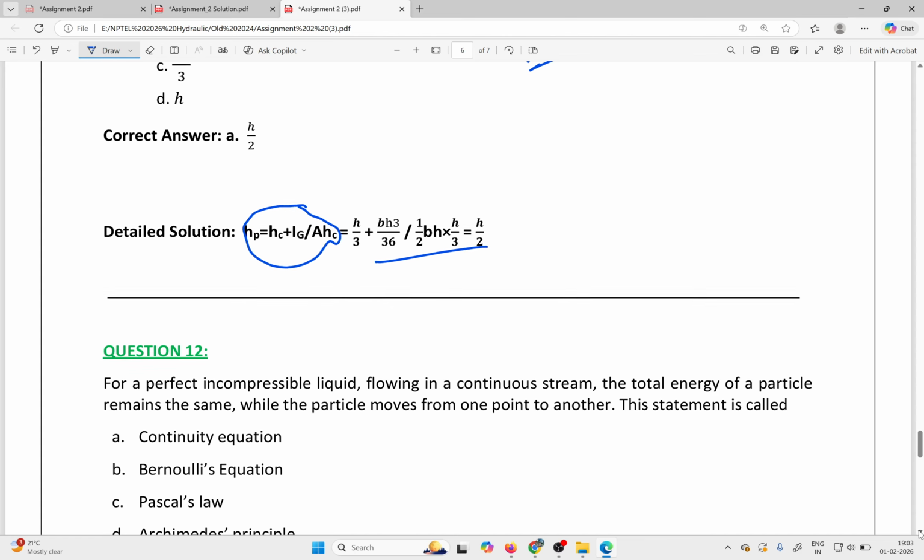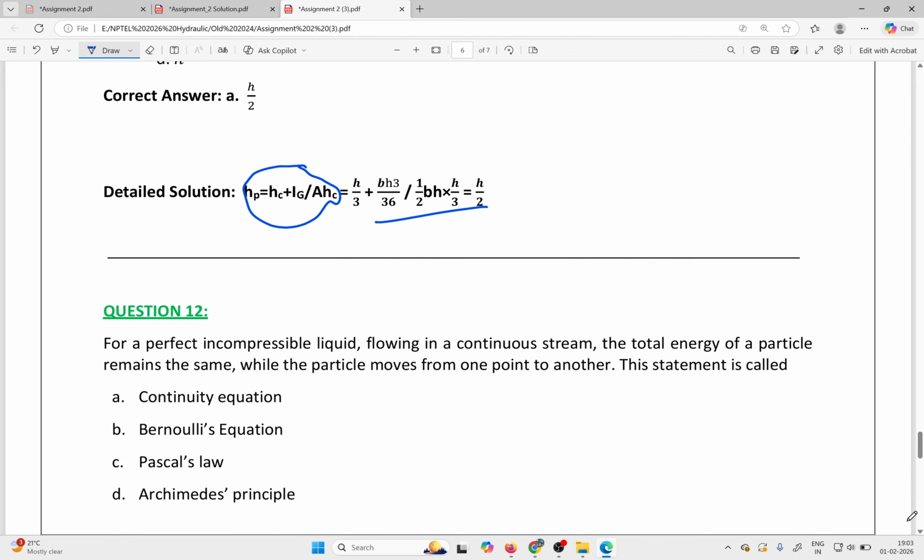Next question, very important. For a perfect incompressible liquid flowing in a continuous stream, it is the same question; I think it is the Bernoulli equation. We have already seen it.